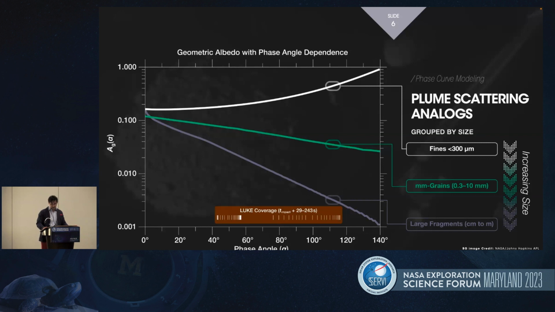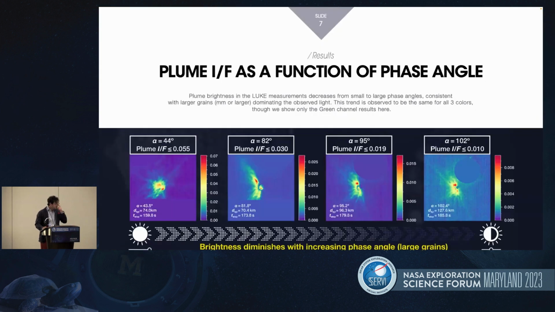So these analogs can be compared with LUKE measurements of plume brightness versus phase to constrain grain size. Next slide, please. This is basically where we do just that with real data. This is a set of images in the green channel from LUKE with increasing phase angle, and we measure brightness, where brightness is indicated by I/F.